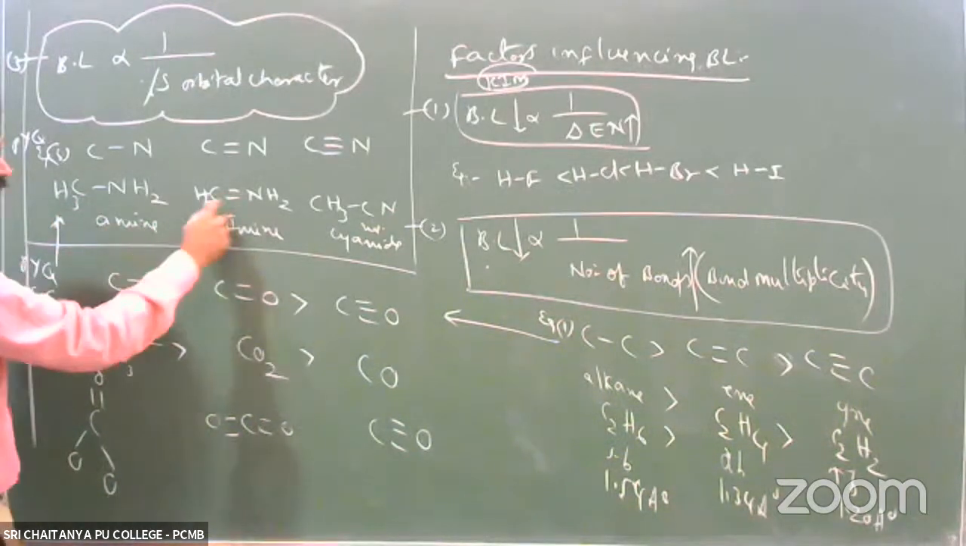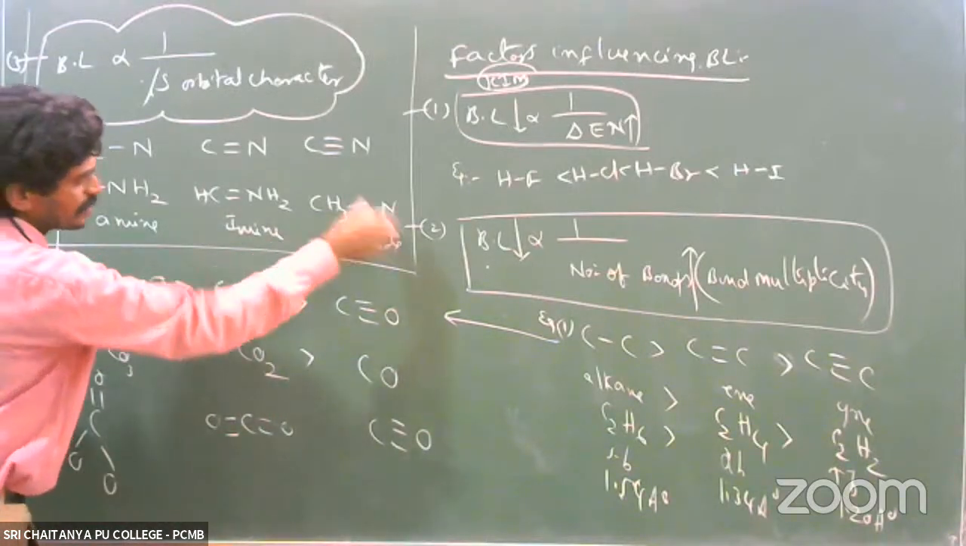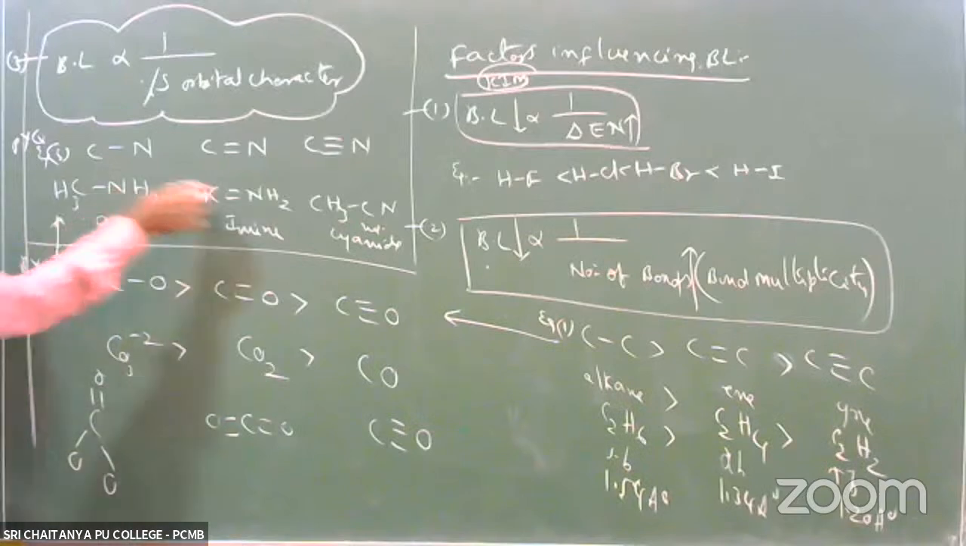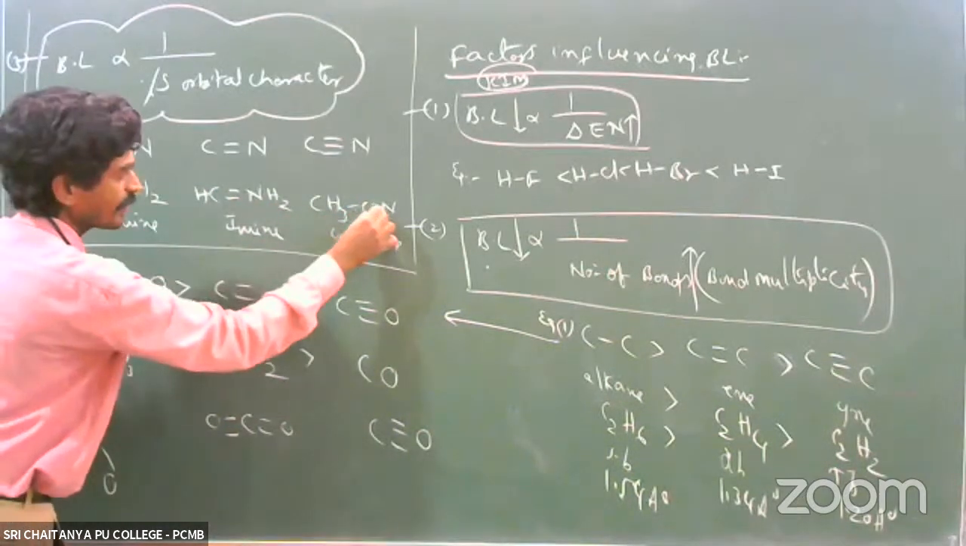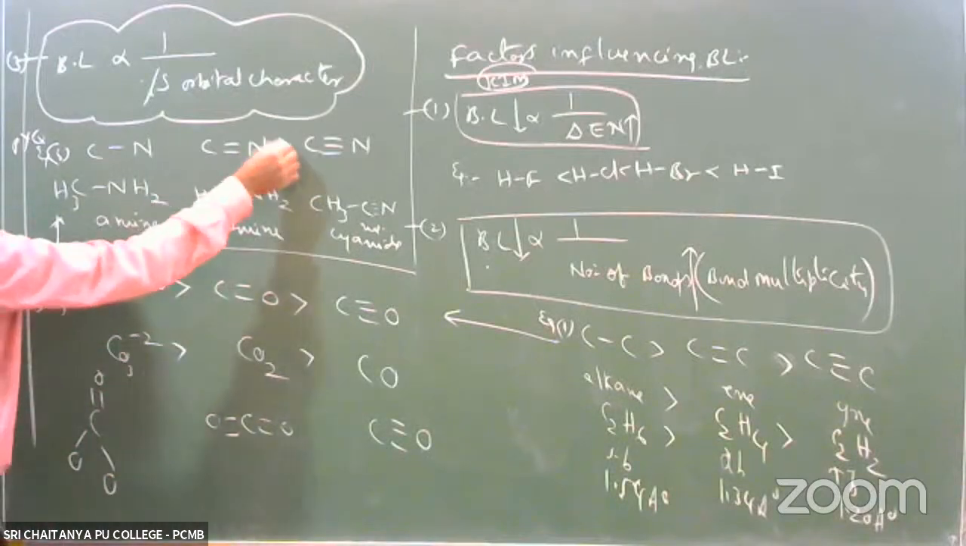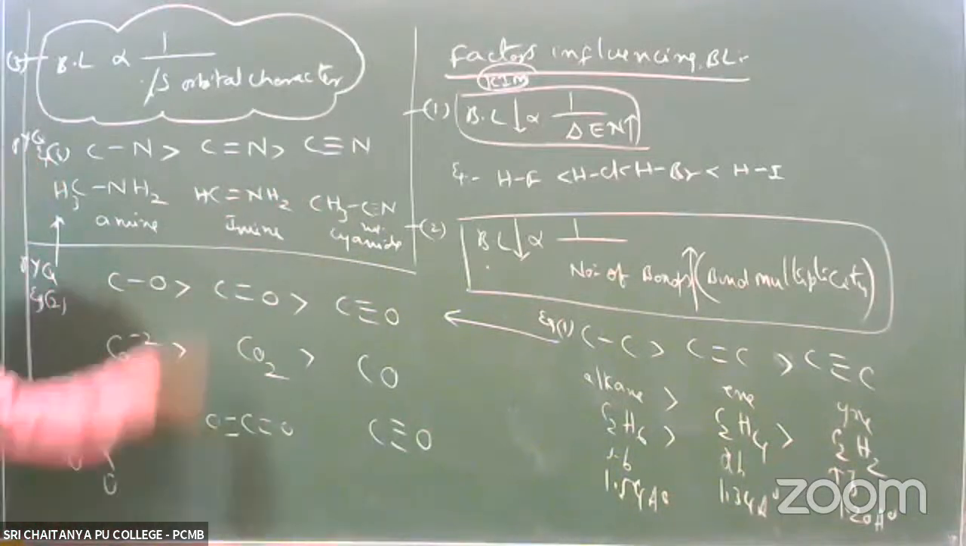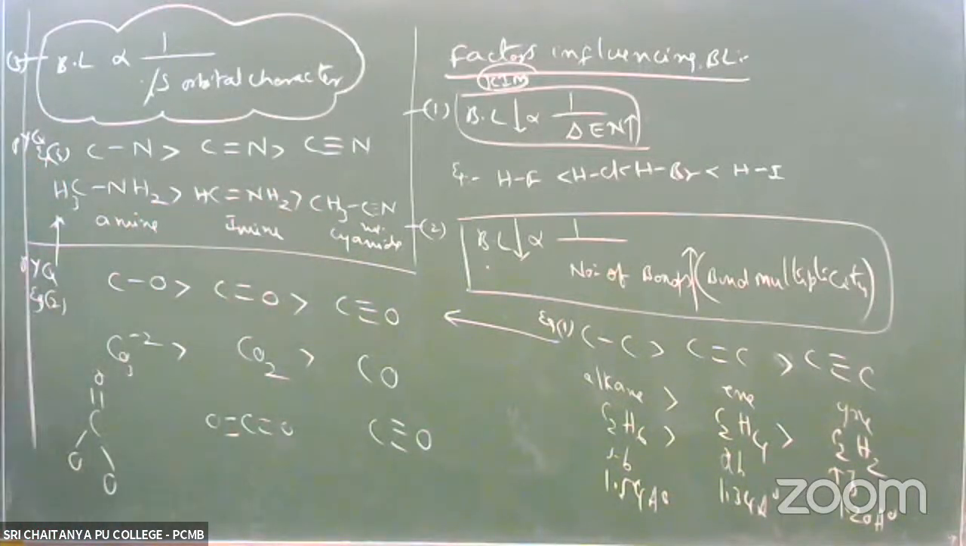In the case of amines, a carbon-nitrogen single bond is present. A carbon-nitrogen double bond is called an imine. And here it's the cyanide group, right? Now here single bond, here double bond, here triple bond is there. So as the number of bonds increases, automatically bond length decreases. Single bond length is more in amines, then imines, then cyanides. That's it. This is the way to study. Next one.